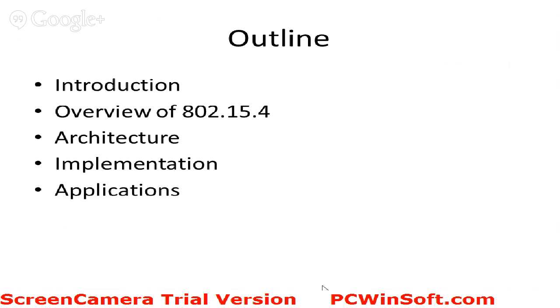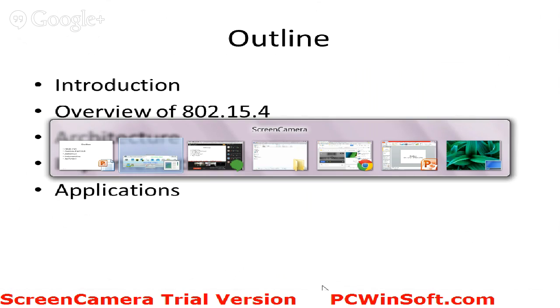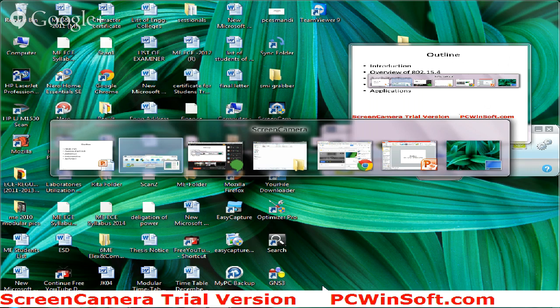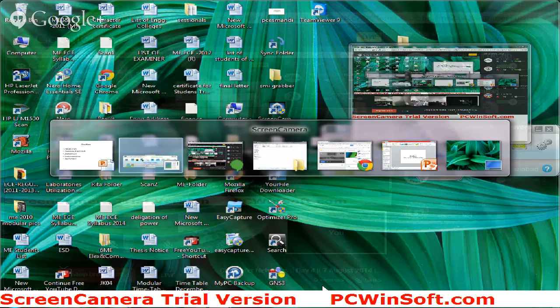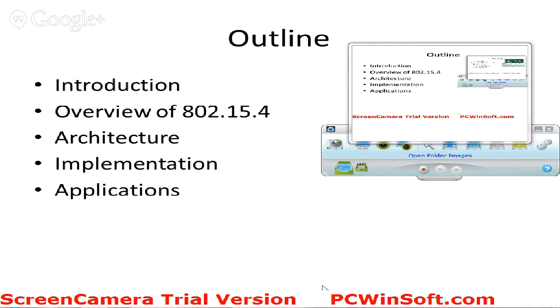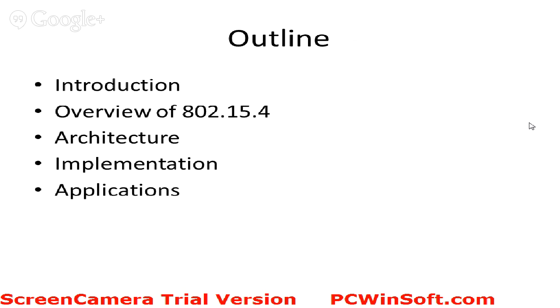So the outline of my talk today will include an introduction to ZigBee. What is ZigBee? An overview of the 802.15.4 wireless personal area networking standard for MAC and PHY layer, the architecture of ZigBee, its implementation, and possible applications.